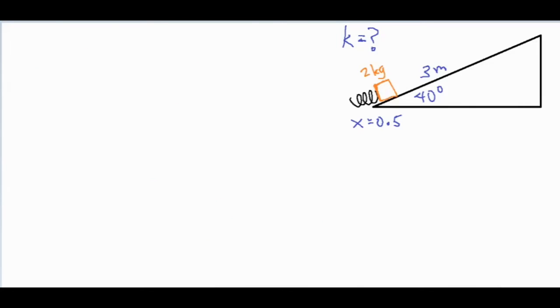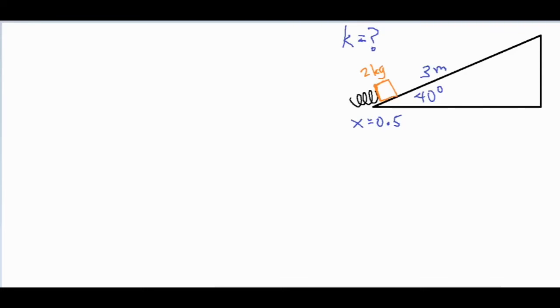Now for our second problem, we have a spring pushing a 2 kilogram block up a ramp and it slides a distance of 3 meters up the ramp. And then we have an x value, how much the spring is compressed. We have an angle, and we're looking for the k value.